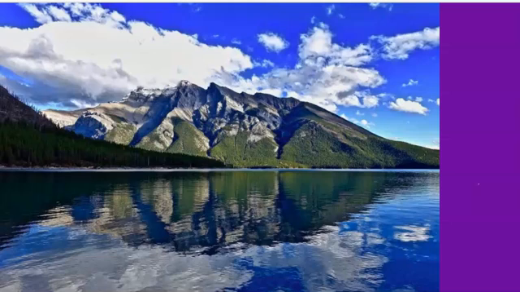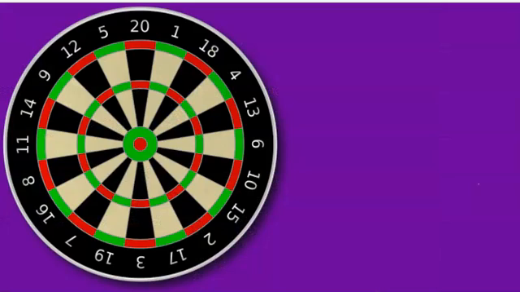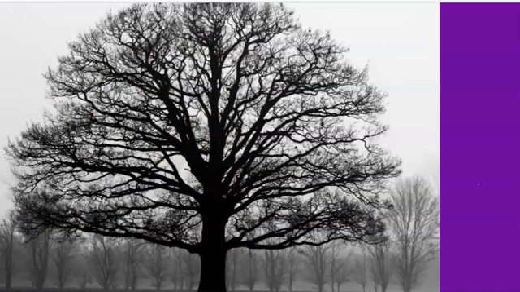What about this picture of a mountain and its reflection? Since it's an obvious reflection, our line of symmetry would be right on this horizon. Now take a look at this dartboard. Besides the numbers not being precise on both sides, there are plenty of lines of symmetry on this dartboard. What about a tree?